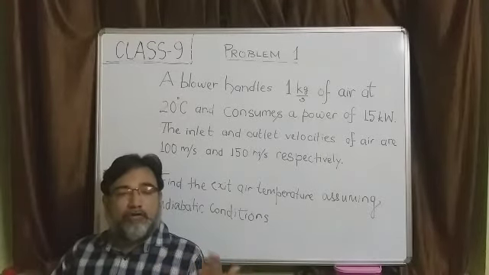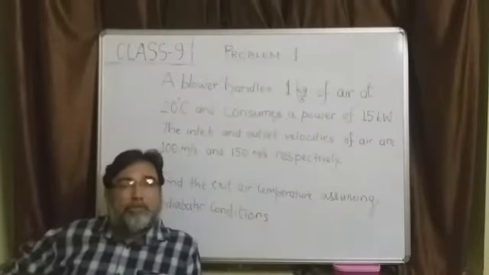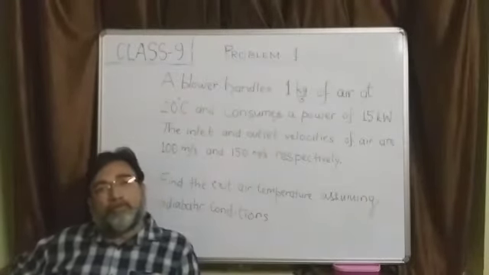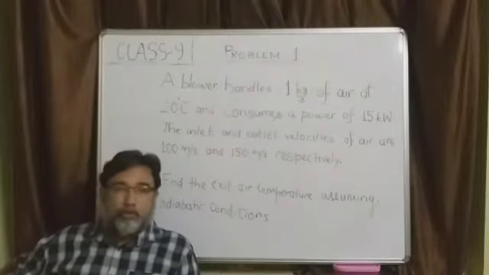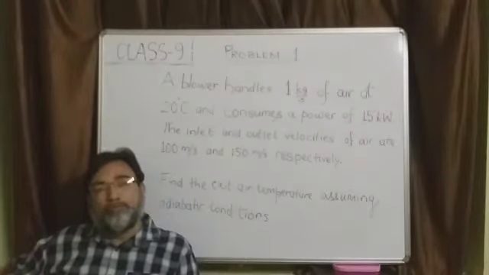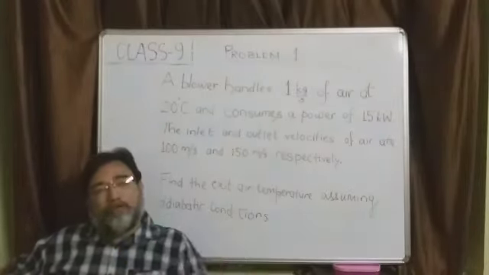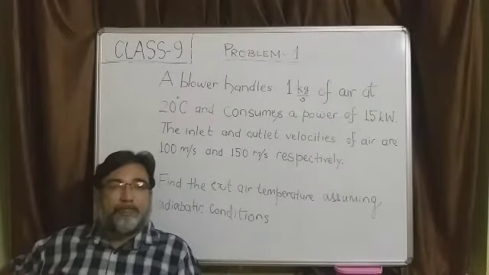So accordingly we were getting two equations, h1 plus v1 square by 2 plus gz1 plus q is equal to h2 plus v2 square by 2 plus gz2 plus w, and when you multiply m dot everywhere, then we are getting the time based steady flow energy equation.